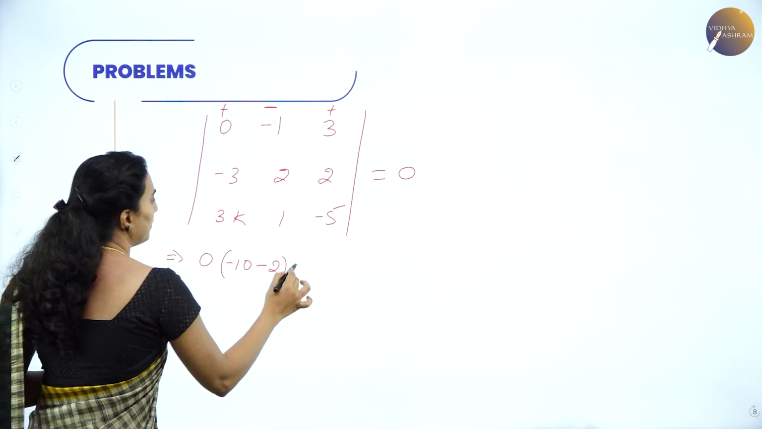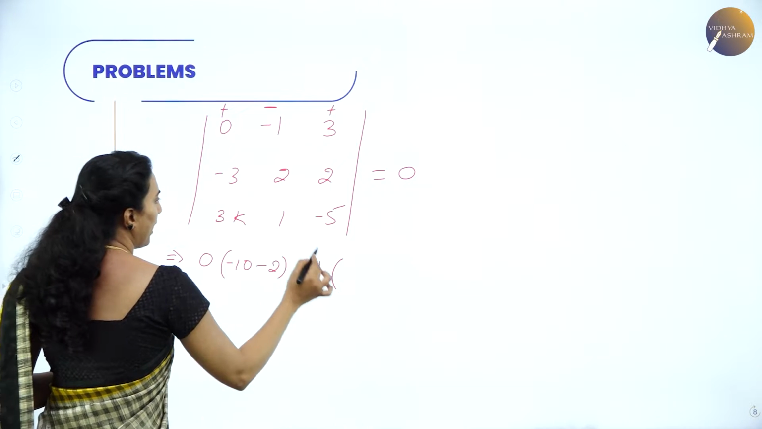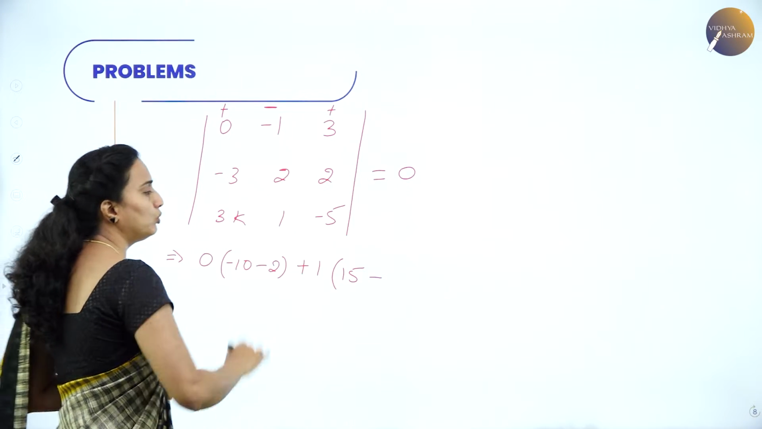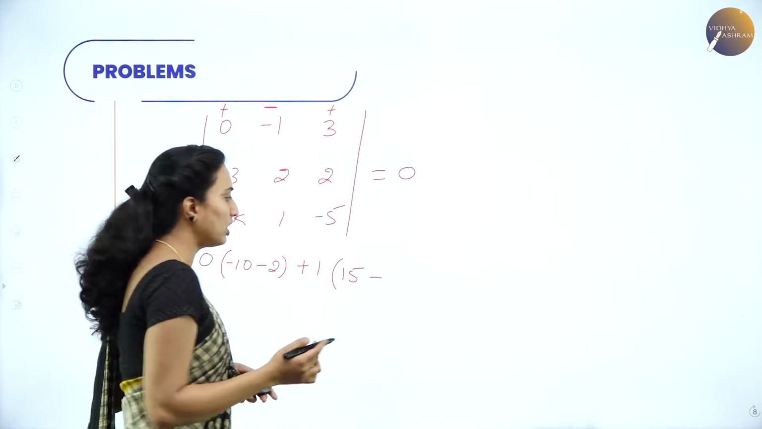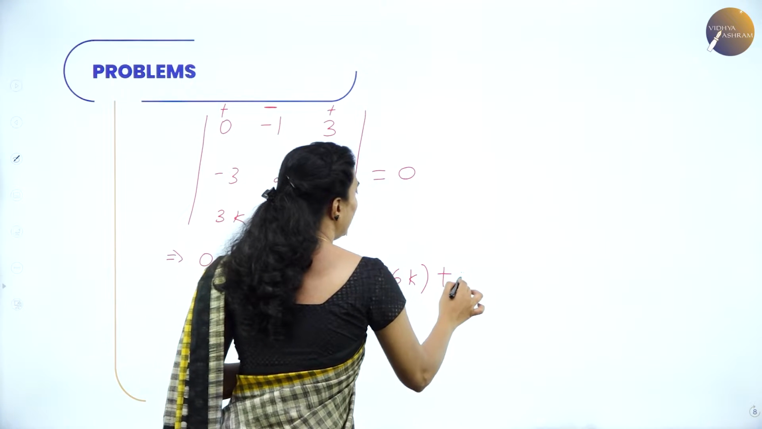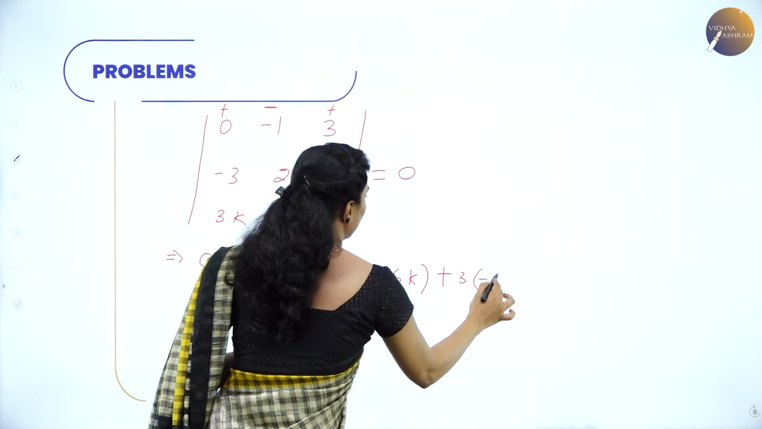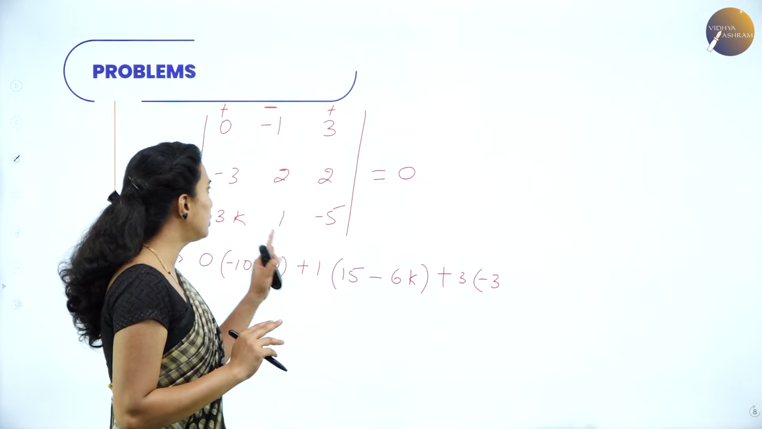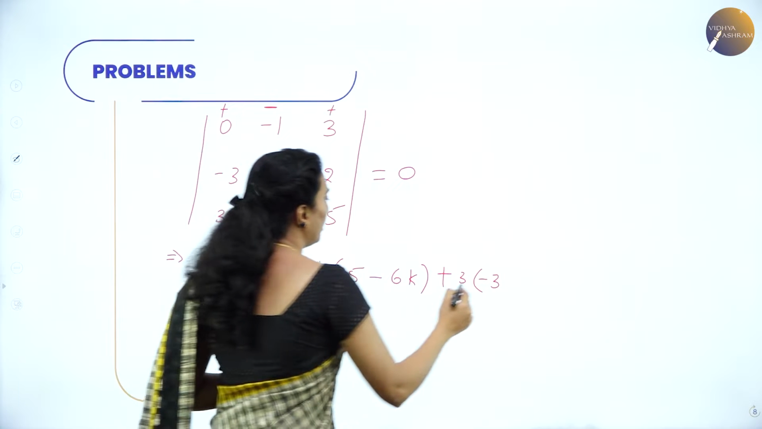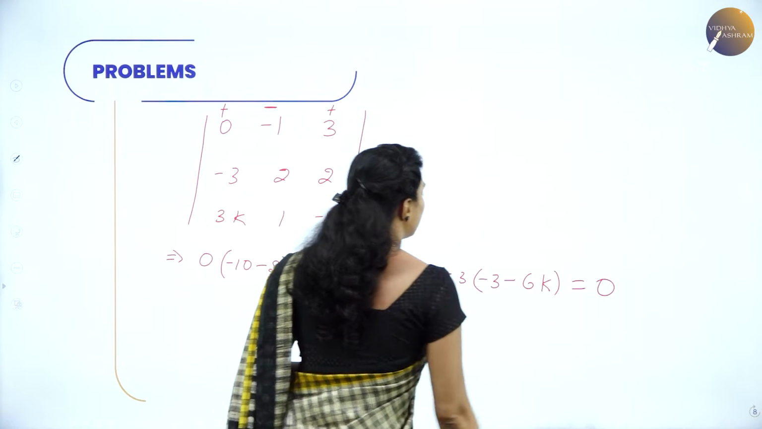So minus of minus will be plus 1 into, leaving the second column first row, minus 3 into minus 5, which is plus 15. Again minus 3k into 2, 3 into 2 which is nothing but 6, so 6k. Again plus 3, leaving third row, first column, minus 3 into 1 is minus 3 and then minus 3 into 1 is minus 3. Now 3k into 2 is nothing but 6. So you can have minus 6k will be equals to 0.